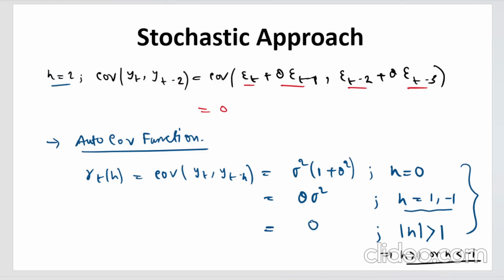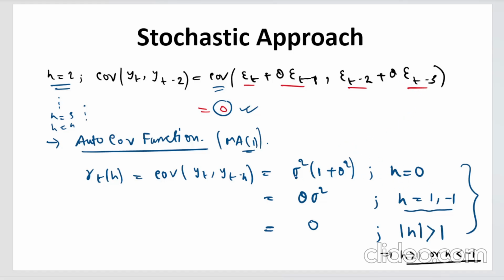Because as I have told you, for h equals 2 this value is 0, and as you go on doing this, h equals 3, h equals 4, and so on and so forth, you will see there is no common term here. And if there is no common term in this covariance argument, then every covariance will come out to be 0, and that is the case for this MA1 process. I have not defined the MA1 process, but this process is MA1. I'll be going into everything in detail in a later video.